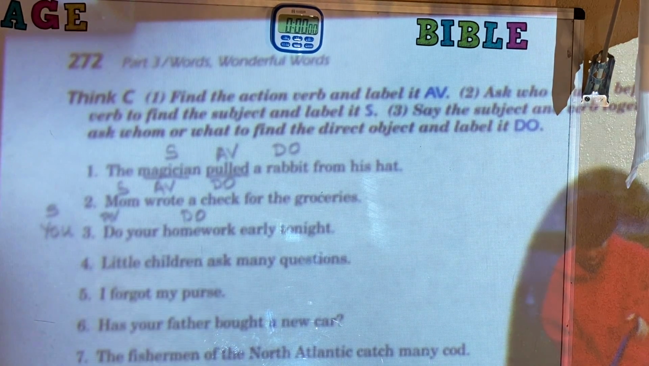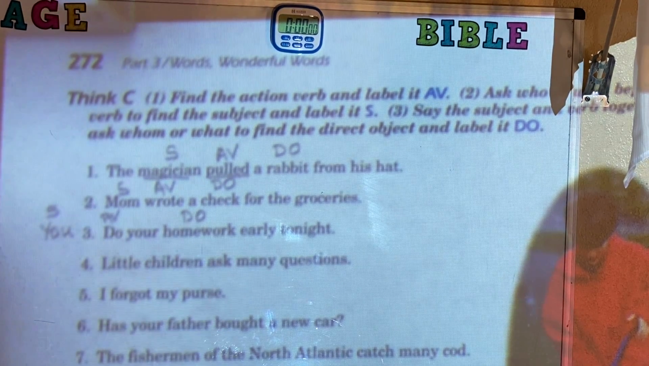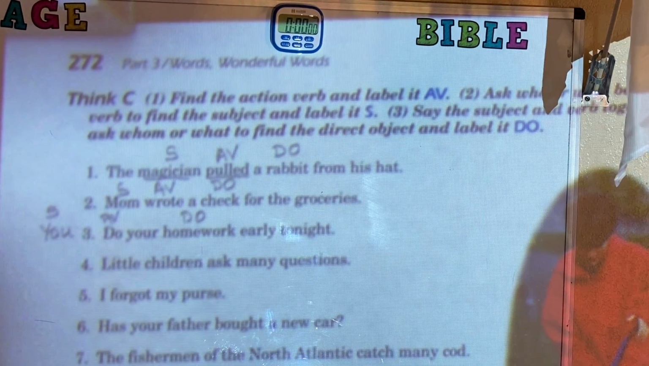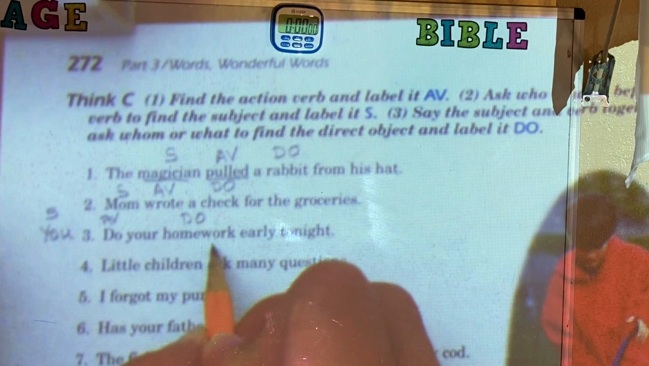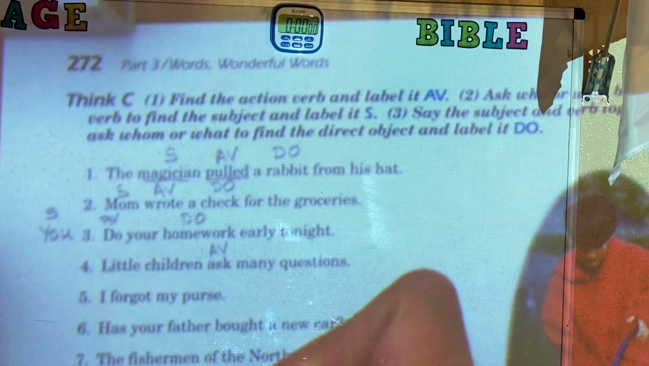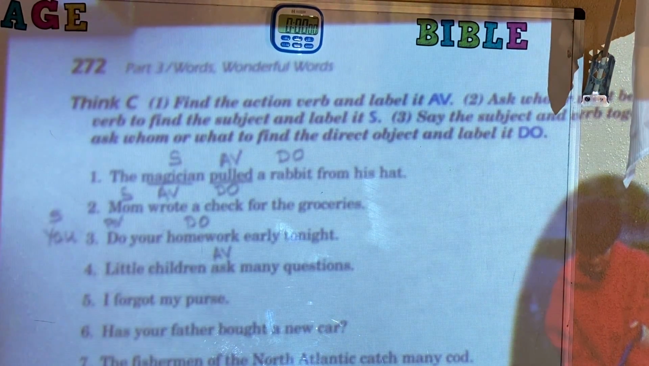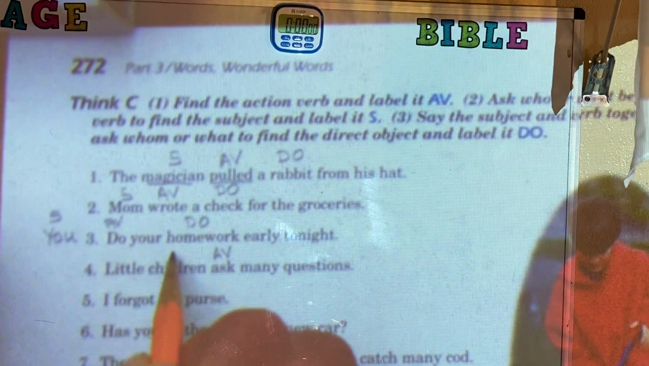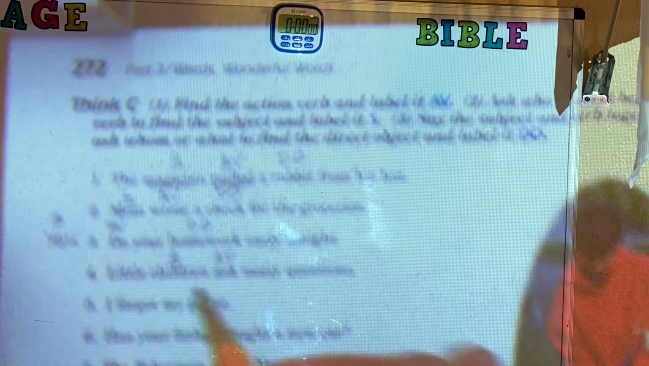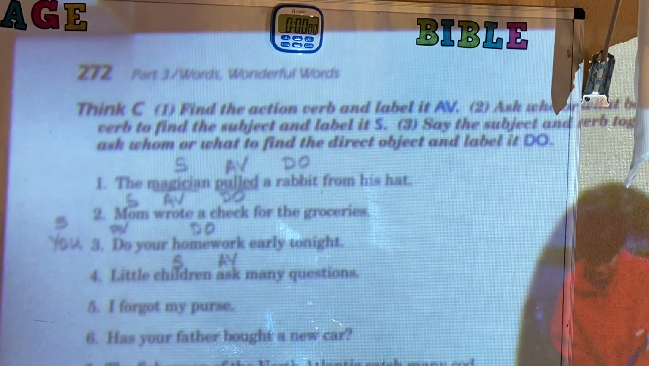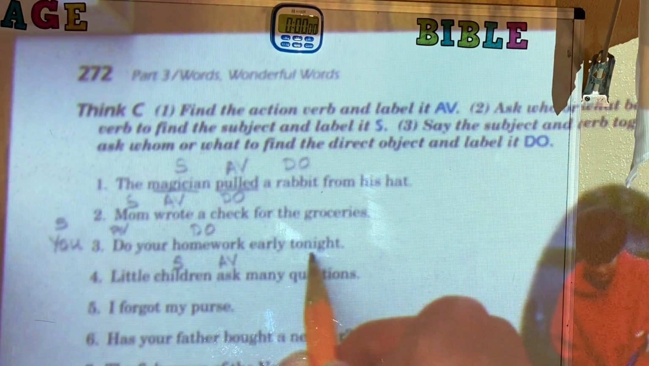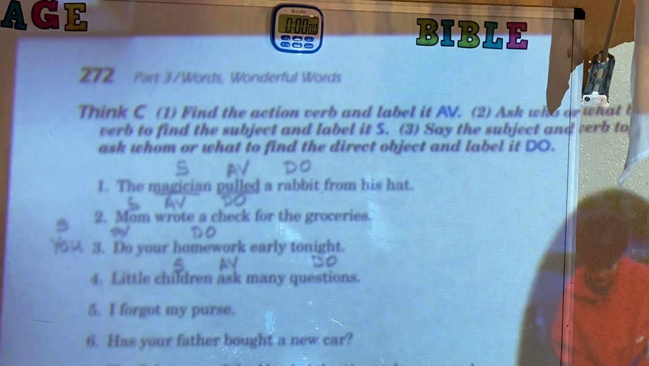Okay? Number 4. Little children ask many questions. What is my action verb? That would be ask, so I put AV. Who is asking? That would be children, so I put an S on children. And children are asking what? Questions. So questions would be my direct object.